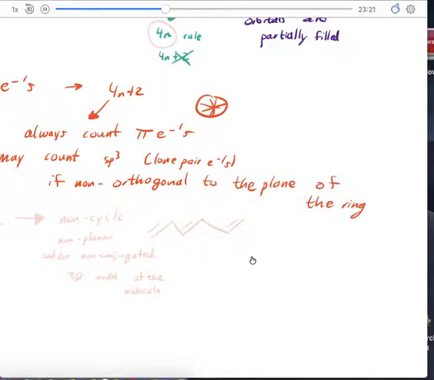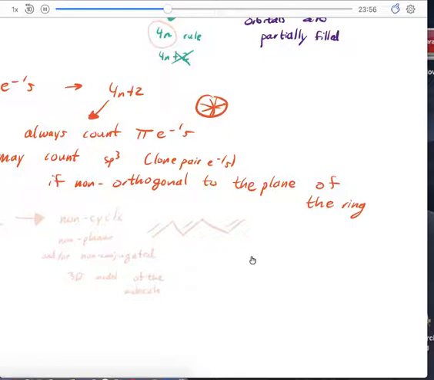Right, because once we go back up here and look at it again, once these two associate with the two pi bonds within the ring, the other electron pair will become orthogonal. Yeah, exactly. So that's basically the hardest counting there is. Everything else is like willy-nilly.